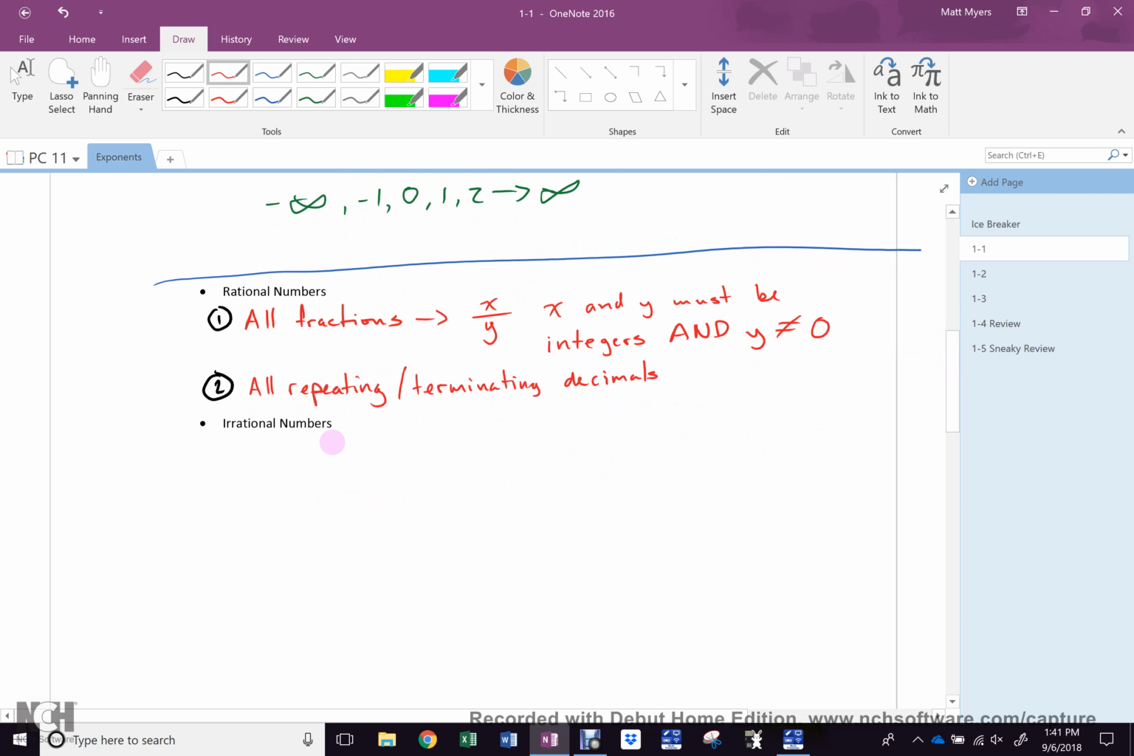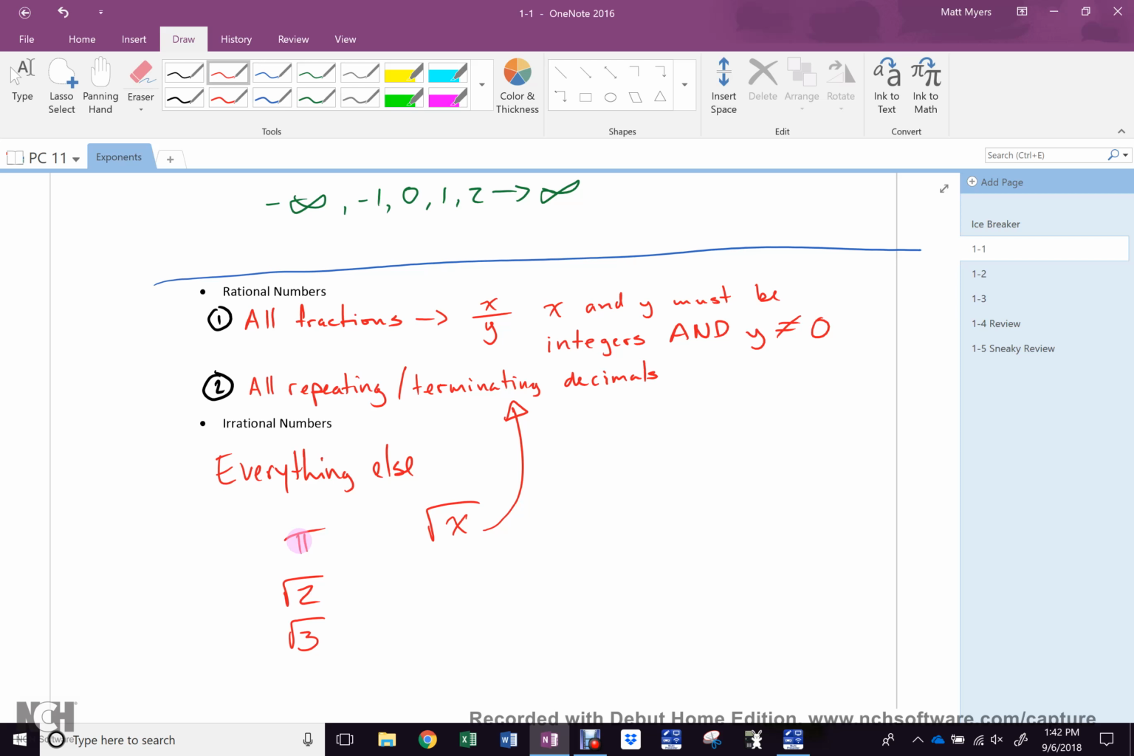Irrational numbers are, of course, everything else. Pi, because pi doesn't repeat or terminate. The square root of 2, the square root of 3, the square root of any number that doesn't fit into that. Those are all irrational. You all already know about pi. There's a bunch of other ones that are famous. We don't use them in Pre-Calc 11, but you will use them in the future, in future math courses.